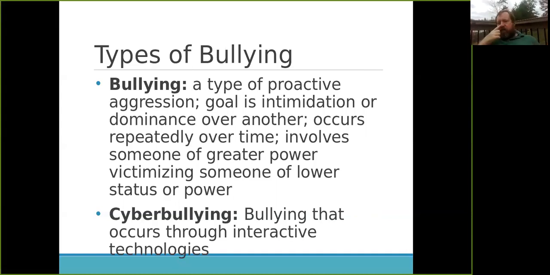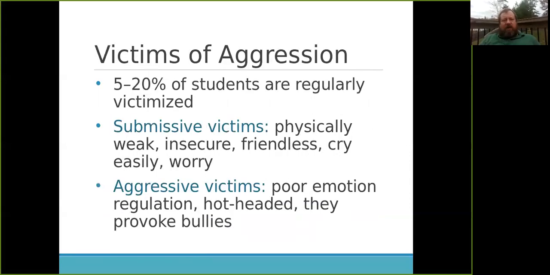There's an additional kind of bullying we recognize today called cyberbullying, where you don't have to be in person. So there are threats and gossiping and rumoring that occur through social media and through other technologies. And it can be just as harmful for those victims. About 5 to 20% of students in the US, depending on how this is assessed, are regularly victimized. And there's two groups here. There's a submissive group of victims who are physically weaker. They have feelings of insecurity. They don't have friends.